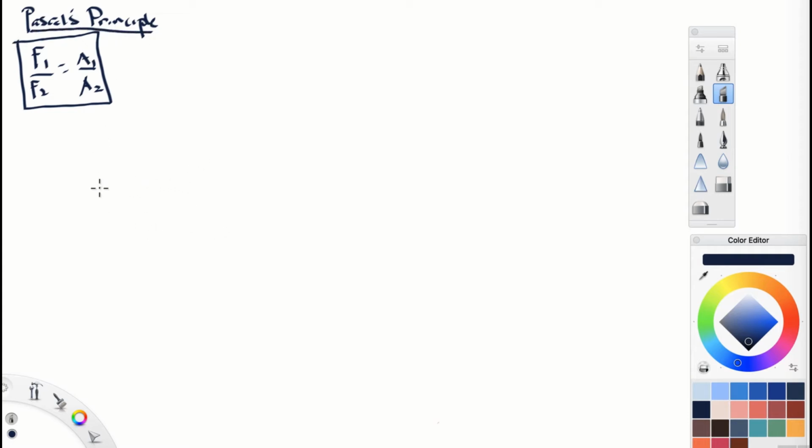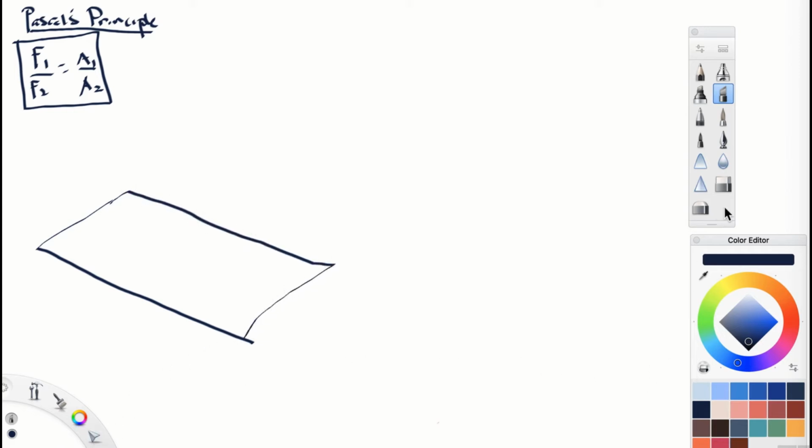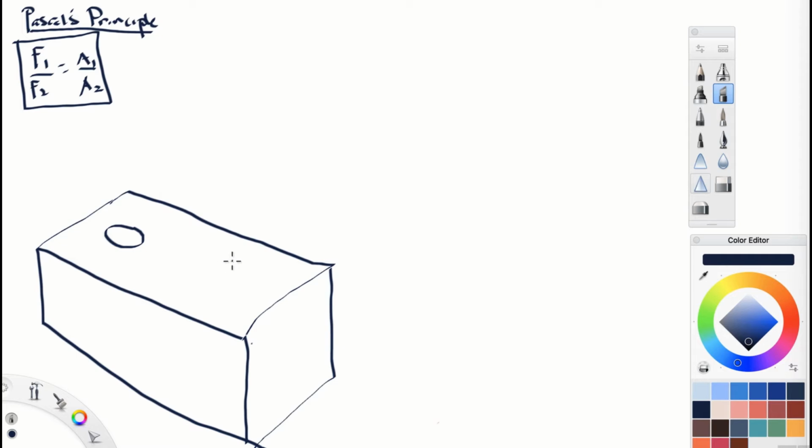So here's what I want to do. I want you to imagine that you have, as we've been doing before, a large chamber full of fluid. This is the way that Pascal explains this. So we have a large chamber, and in the top of this chamber, we have two openings. I'm going to make one opening over here that's small and one opening over here that's large. And as Pascal explains, imagine these are tubes that are soldered into this large chamber.